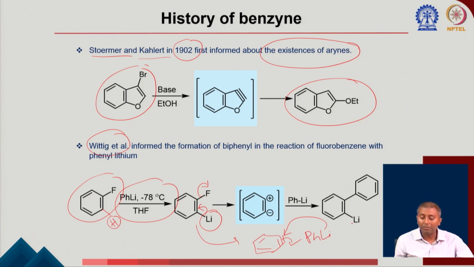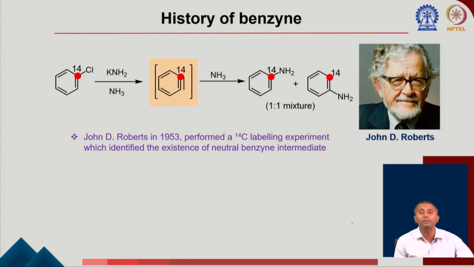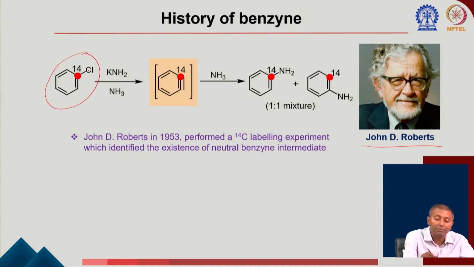So now you can think about that. Another experiment was done by John Roberts. Here the important thing is they started with the C14 label. This carbon in the chlorobenzene, the ipso carbon, is actually C14 labeled. Now with potassium amide, KNH2, what is happening here is very similar to what you saw for the n-butyllithium case. It abstracts this acidic proton and forms this benzyne.